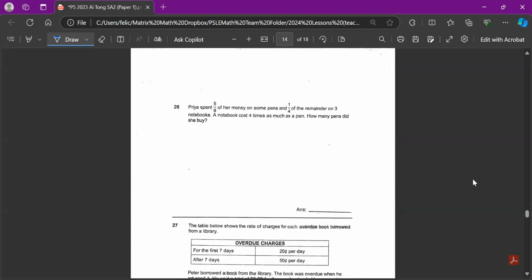Okay, I'll move on to question 26. Priya spends 5/9 of her money on some pens and 1/4 of the remainder on 3 notebooks. You see the word "of the remainder", so immediately you should think of drawing a model first. We're going to start by drawing 5/9, the 9 units first.